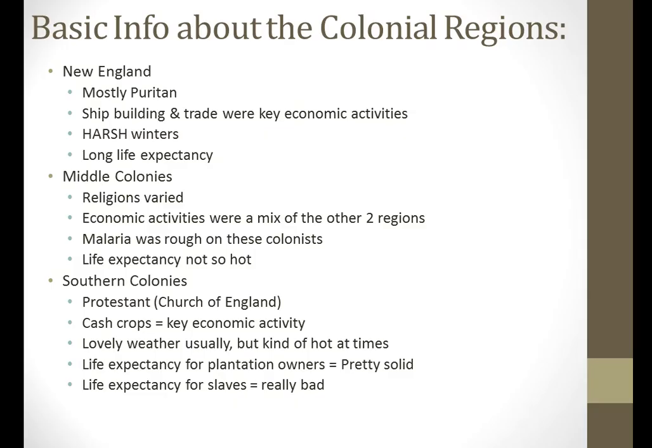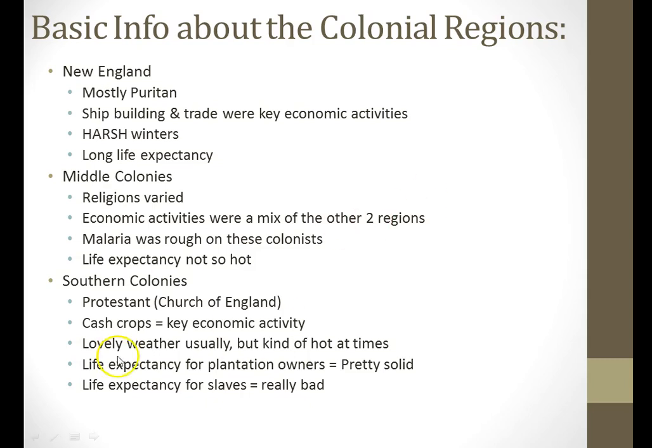So they had some of the same activities as New England and also some of the same as the southern colonies, depending on which middle colony you're talking about. Malaria was really bad, especially in the Chesapeake Bay area. That was very, very bad. It killed off a lot of people. So life expectancy was not so good here, all right?